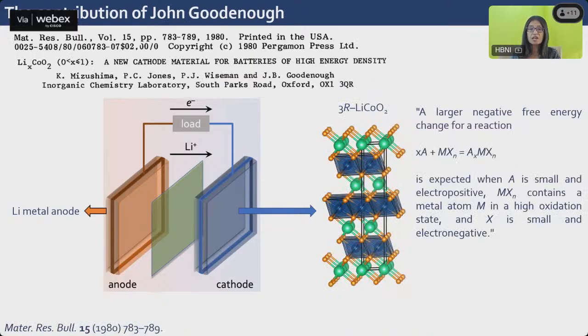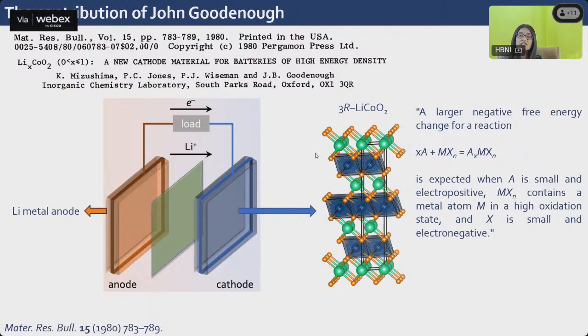So after this, what was the contribution of Professor John Goodenough? In 1980, John Goodenough saw this work which was done by Professor Whittingham, and he had a very genius idea. He understood that the major problem why the voltage was very low, and it was not giving a higher voltage, is that you are using sulfides.